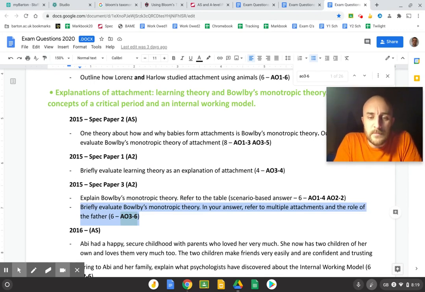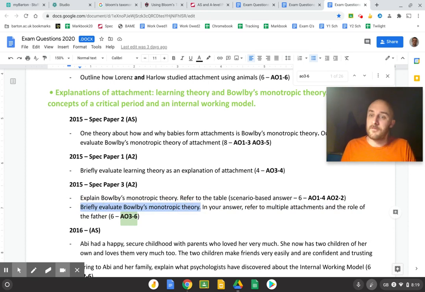Briefly evaluate Bowlby's monotropic theory. In your answer, refer to multiple attachments and the role of the father. Now, again, that's quite a difficult evaluation, but it's what you cannot do in this case. The worst thing for you to do is to see this question, briefly evaluate Bowlby's monotropic theory, and then outline it. The worst thing to do is outline it because it's completely not going to be creditworthy. They're just going to completely ignore it. Yes, we know you know the AO1, but by writing AO1 when you're supposed to be writing AO3, it doesn't highlight that you know AO1, it highlights that you don't know AO3. So stick to the question here.